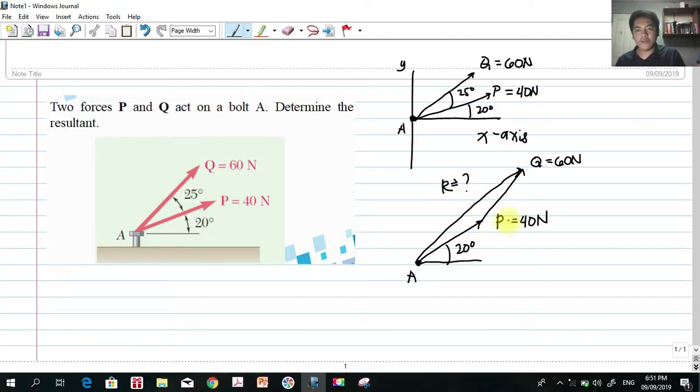Let's try to arrange this first. Take note that this 25 degrees is still this 25 degrees. So we have here P, which is equal to 40 newtons, and this 25 degrees with respect to P. So the problem is how are we going to find the resultant R? Of course, we can get the angle of this. Let's label that as theta.